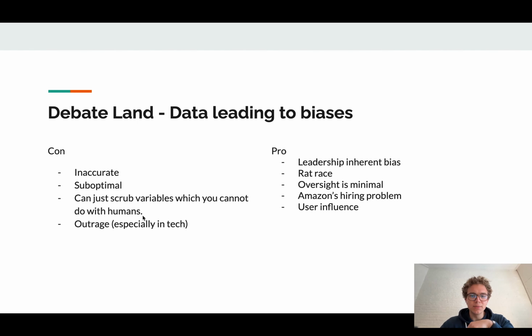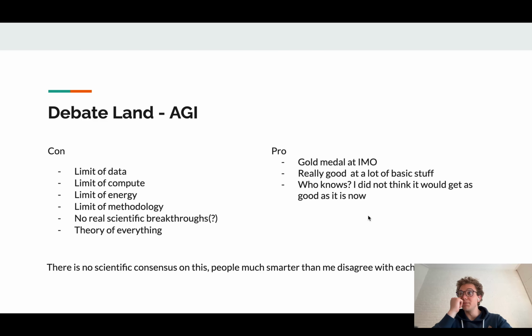And then the last part, which I think a lot of people might have been waiting for, AGI, and basically the futuristic idea of a super intelligent digital being that might govern us or whatever. First, let me say that there is no scientific consensus on this. People much smarter than me disagree with each other on the likelihood of AGI, and specifically also whether our current technology will get us there.